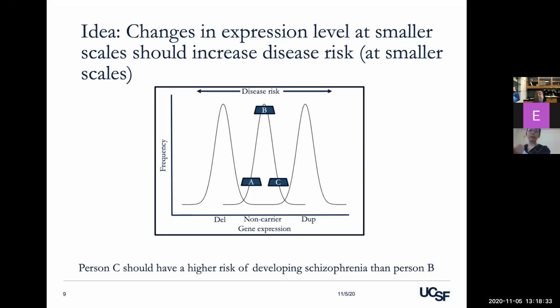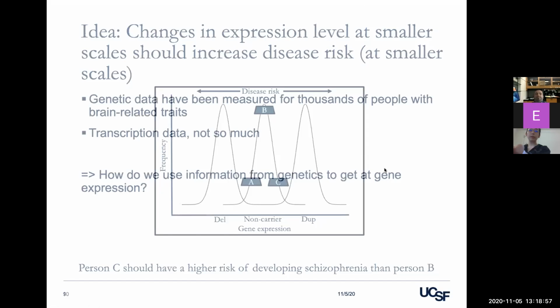Person C, again, does not have a deletion or duplication, but person C's expression looks more like a duplication carrier than person B. So if this model holds true, then person C should have a higher risk of developing schizophrenia than person B, because the expression of its gene is higher.